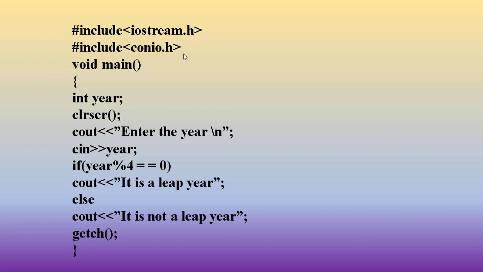And conio, console input output dot h. This header file is used for clear screen and getch. Now we have an opening bracket and a closing bracket. We have to open and close. If you have an opening bracket, then there should be a closing bracket.